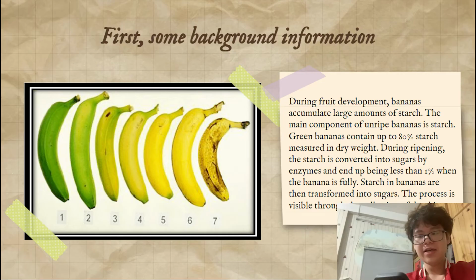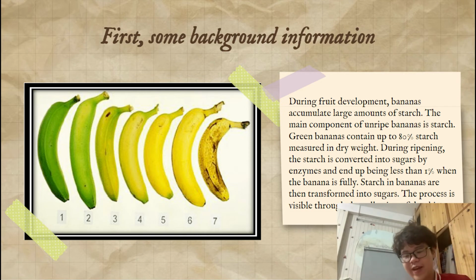So during fruit development, the bananas accumulate a large amount of starch. The green bananas have up to 80% of starch, and when it has ripened, it only contains less than 1%. And starch in bananas is transformed into sugars by the actions of enzymes. We can see this process through the yellowing of the skin.